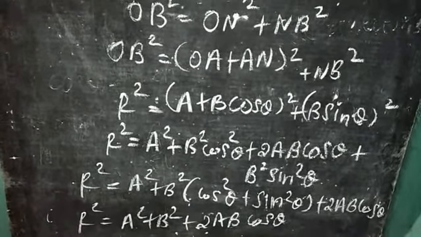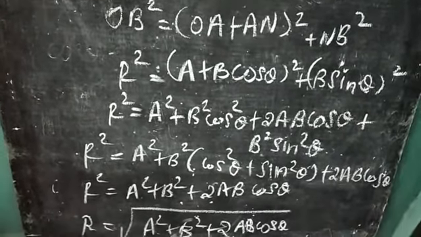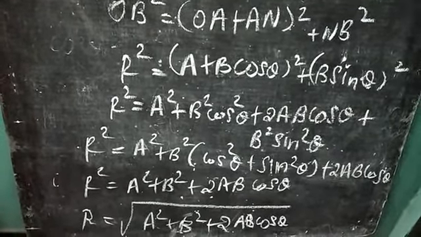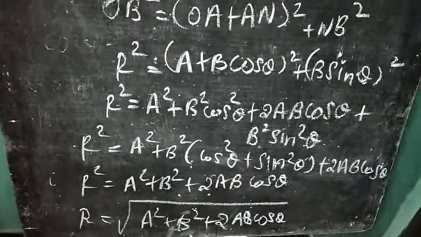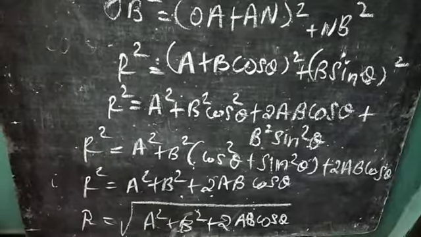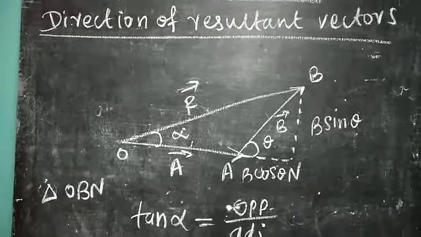From that equation, cos square theta plus sin square theta is equal to 1. So taking square root on both sides, R equals square root of A square plus B square plus 2AB cos theta. This is the resultant of addition of two vectors.